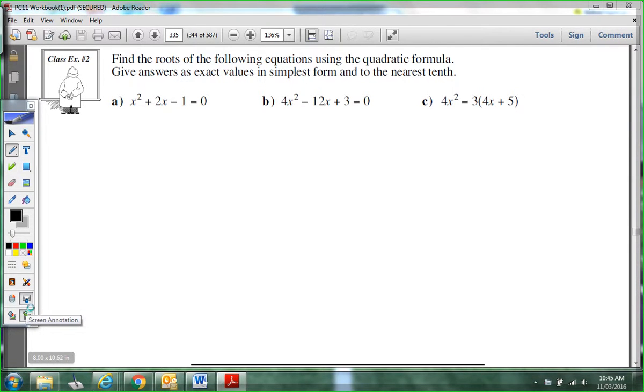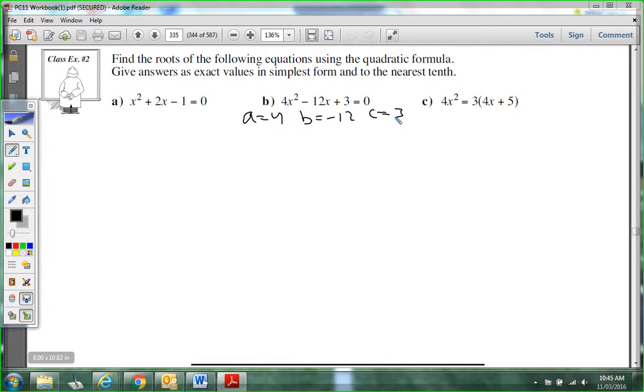All right, Jane. What's my A? My A value. 4. Okay. And Sabrina, what's my B? Negative 12. Yeah, that's a negative. And then Claire, what's my C? 3. So that's your A, B, and C. Some people use that for their organization to do that right off the bat to identify them so they know what they're plugging in where, which is helpful.